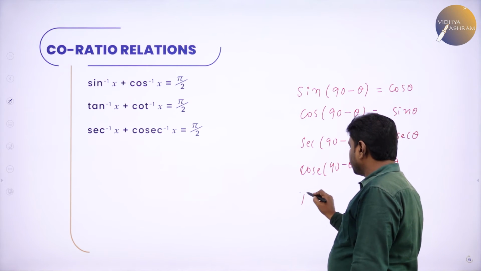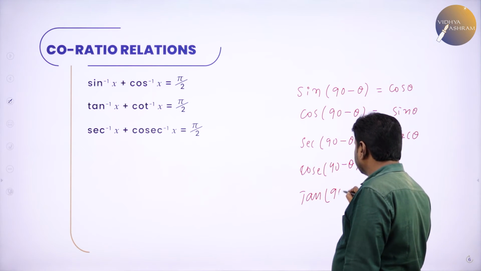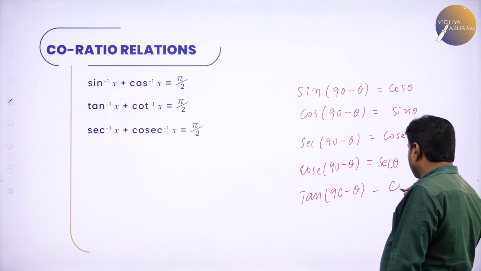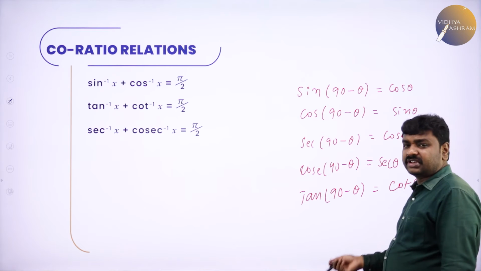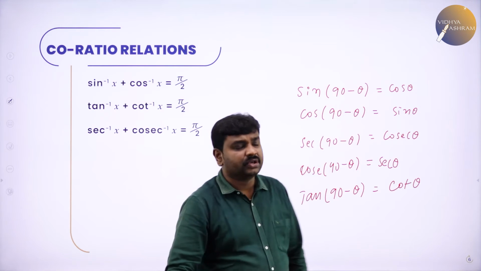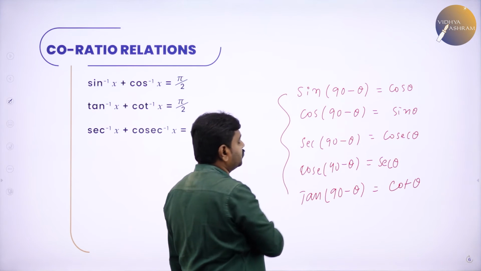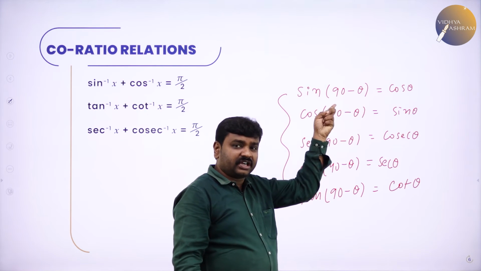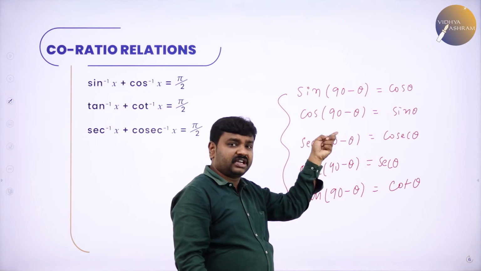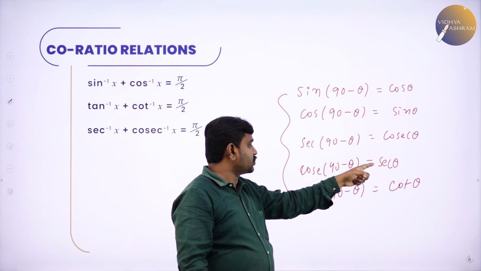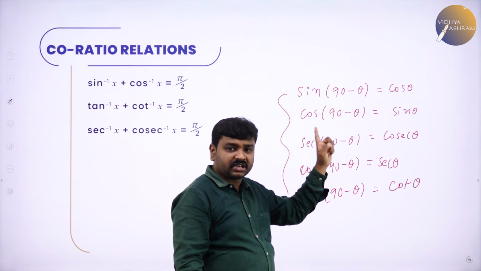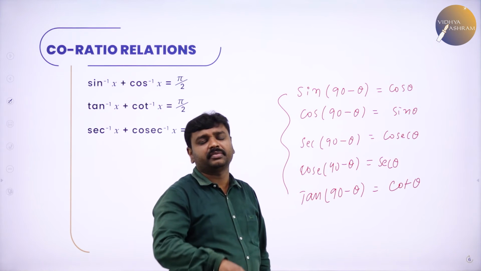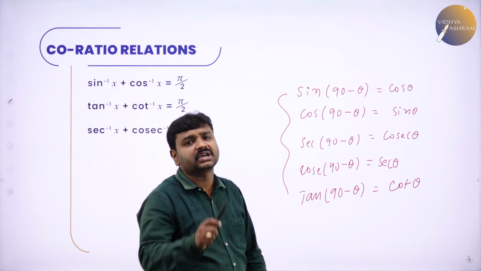So my question to you, what is tan of 90 minus theta? For 90, function changes to co-ratio. Tan becomes cot theta. 90 minus theta means first quadrant, all are positive. So these are the co-ratios. Sin of 90 minus theta is cos theta. Or cos theta can be written as sin of 90 minus theta, and sin theta can be written as cos of 90 minus theta. Secant can be written as cosecant of 90 minus theta, and cosecant can be written as secant of 90 minus theta. Tan can be written as cot of 90 minus theta, and cot theta can be written as tan of 90 minus theta using right angles.